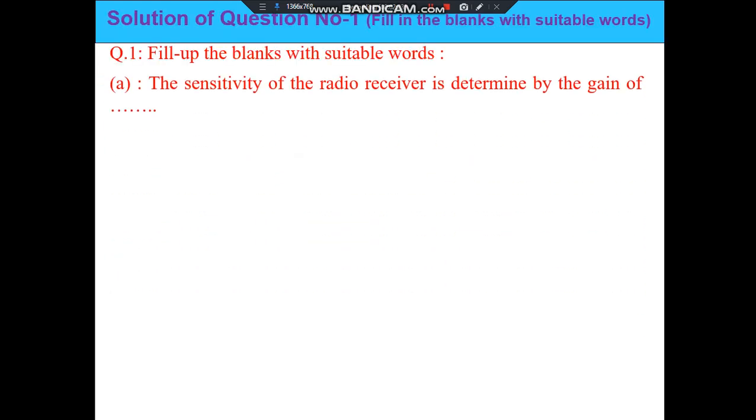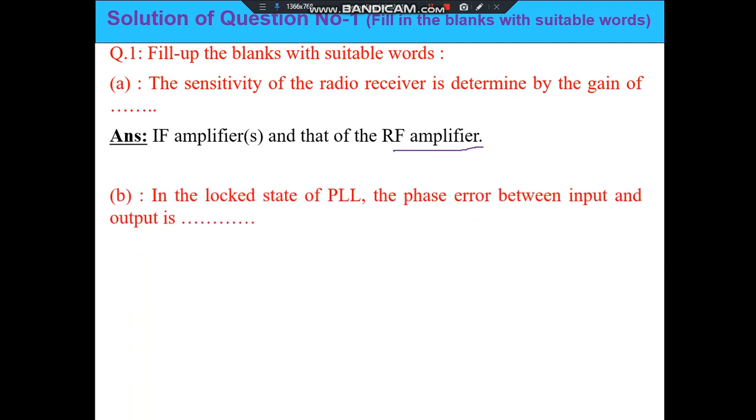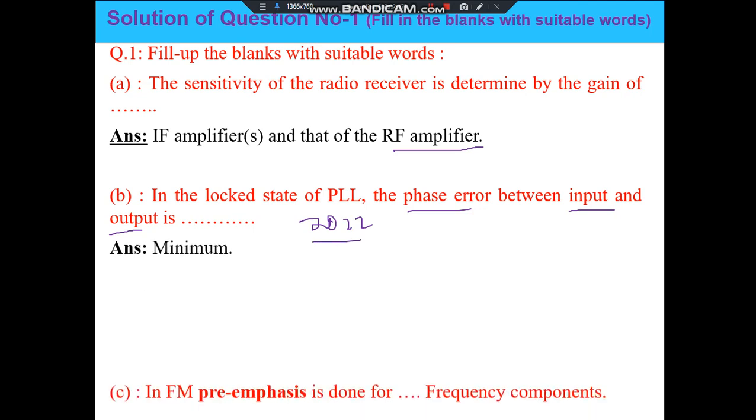So see the first question. The sensitivity of the radio receiver is determined by the gain of the RF amplifier. The answer will be RF amplifier. In the lock state of PLL, phase lock loop, the phase error between the input and output is minimum. This question is repeated; the same question came in the year 2022 also. So the answer will be minimum.